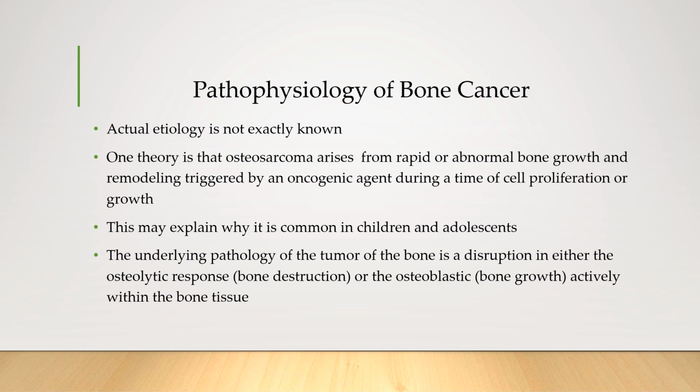So, pathophysiology of bone cancer: the actual etiology is not exactly known. One theory is that osteosarcoma arises from rapid or abnormal bone growth and remodeling that is triggered by an oncogenic agent during a time of cell proliferation or growth. This may explain why it is common in children and adolescents. The underlying pathology of the tumor of the bone is a disruption in either the osteolytic response, which is bone destruction, or the osteoblastic, which is bone growth actively within the bone tissue.